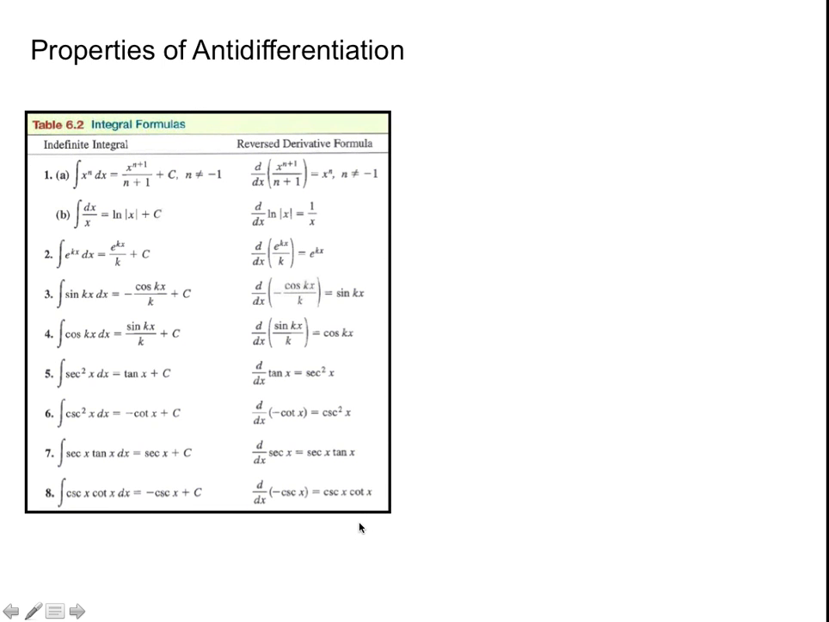So if we talk about anti-differentiation, we have a lot of properties here, just like we had properties for differentiation. And if you notice, here are the differentiation properties. If we run them backwards, we get the anti-differentiation properties. I'm not going to spend too much time on these, but that first one is your power rule, reversing the power rule. The second one is the natural log, and the third one is our exponential. And then we get into our trig functions here, and we'll talk more about those in this chapter, but we're just not going to spend a ton of time on them today.